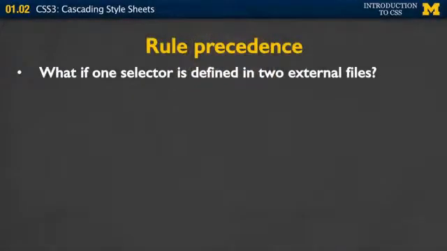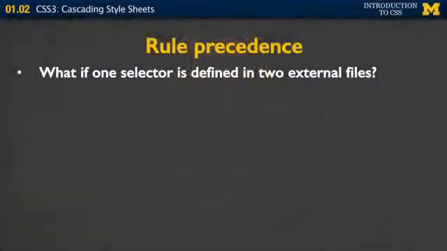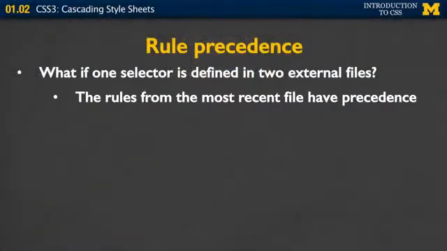All right, so we know how those four go, but what if you have a selector and you've linked to 2 or 3 different style sheets and that same H1 has been defined to be blue and green and yellow, but in different files? How does the browser know what to do? Well, how it works is that the rules from the most recent file have precedence. And what I mean by the most recent file is it goes up into the head section, it goes 1, 2, 3, and it looks at what order you listed them, and the last one you listed is the one that's going to have precedence.